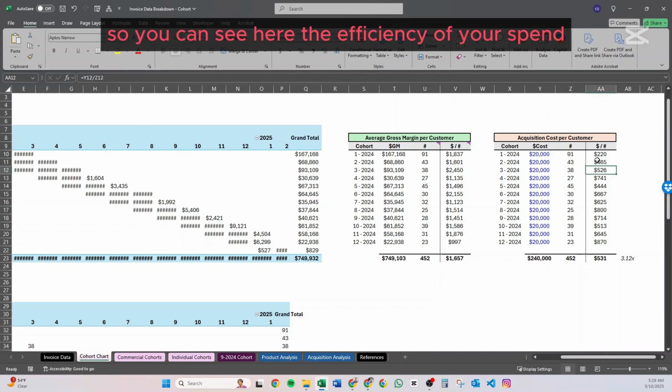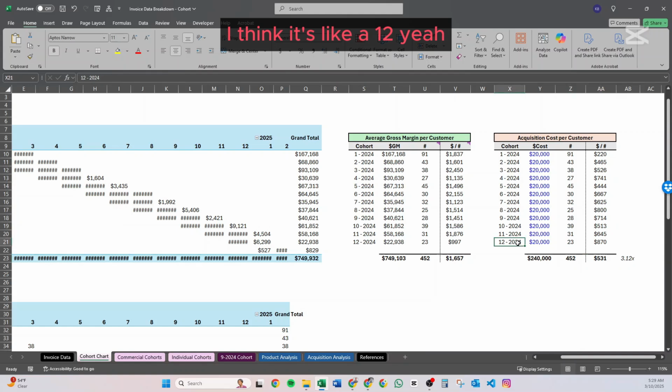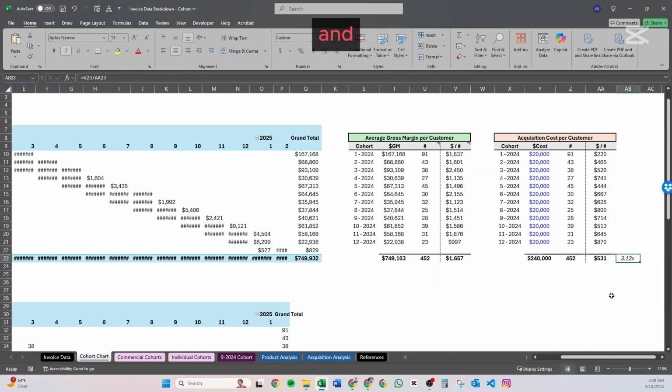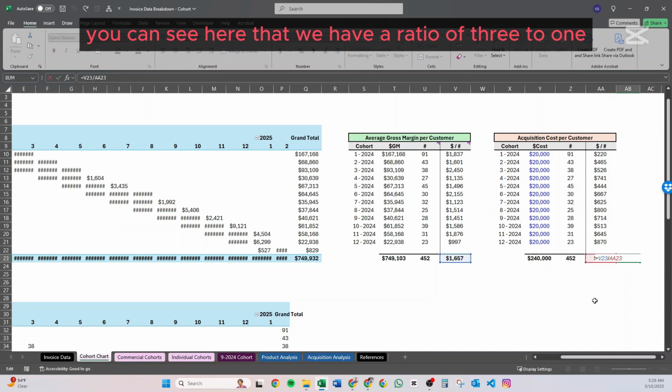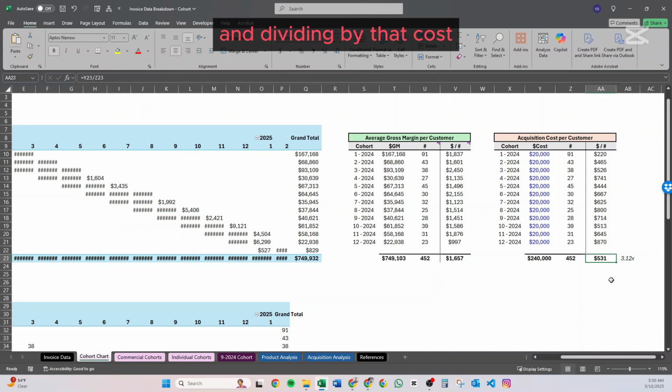And so you can see here the efficiency of your spend month over month. And then I think it's a 12-month look back basically is what's happening here. So they're spending about $531 to acquire each of their customers. And you can see here that we have a ratio of 3-to-1, where you're taking the value of the gross margin and dividing by that cost.